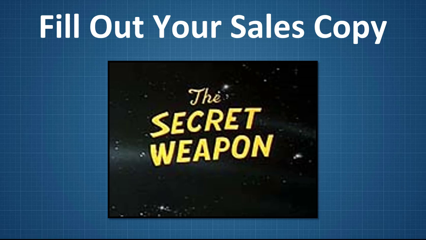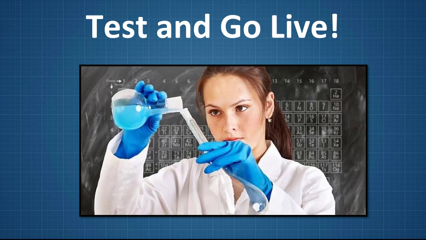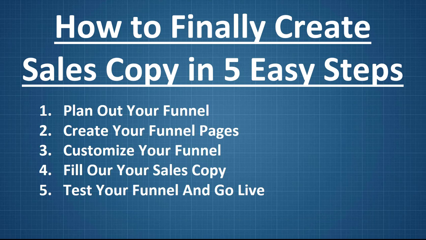So once we've got your sales copy filled out in the funnel, the last step is to test and go live. Now the important part is that first part, test. You want to make sure that you test before you go live, because that will save you those hair-pulling moments where you're like, oh, if only I would have done that. Take that time to put things into test mode, do a test purchase, just make sure that everything goes through. Then you will have good times with your funnel, I promise you. So that's how you can finally create some sales copy in 5 easy steps.